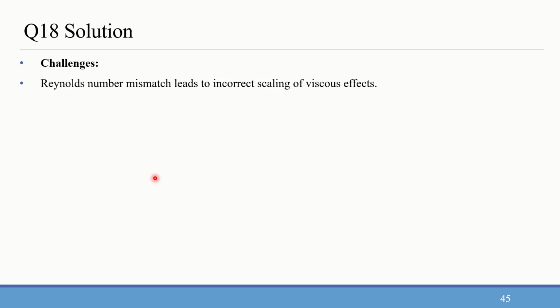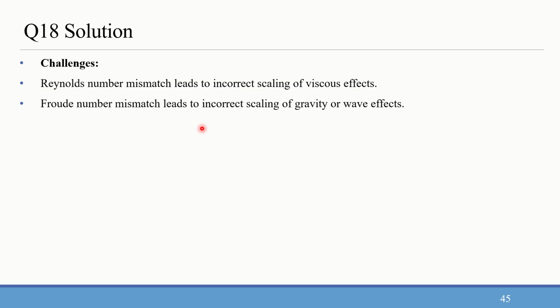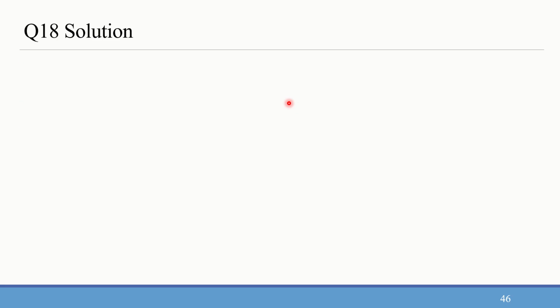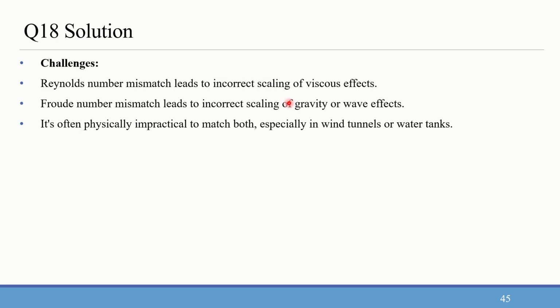So the challenges are: Reynolds number mismatch may lead to incorrect scaling of viscous effects, and Froude number mismatch may lead to incorrect scaling of gravitational effects or wave effects. It is often physically impractical to match both, especially in wind tunnels or water tanks. So depending on which fluid, we need to consider what the dominating factors are. These are a few challenges.